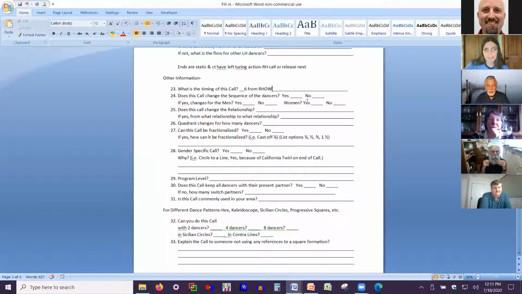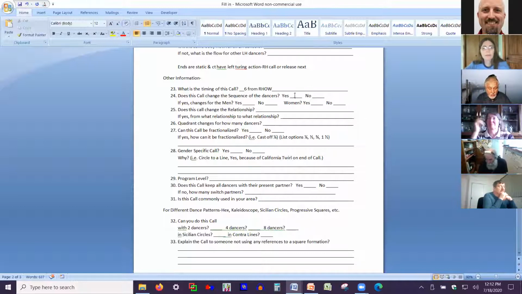Does this change the sequence of the dancers? Yes. And if so, does it change it for the men or the women or both? Depends where you started, doesn't it? I would say that that's not even useful information at that point. Does that make sense? Sequence. Now, understanding what sequence is one thing, but putting it to use is something totally different. I don't think that it's information that really applies here for any useful purpose.